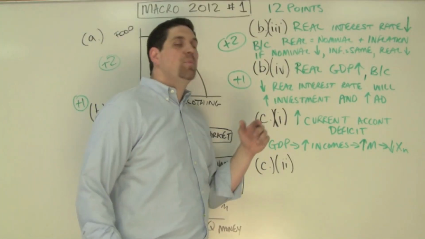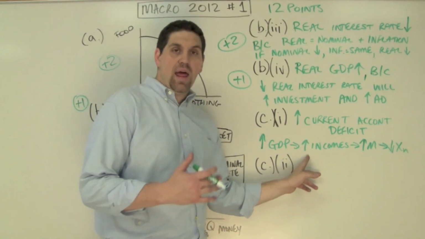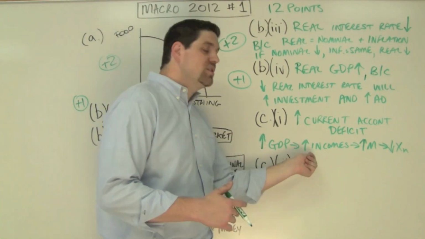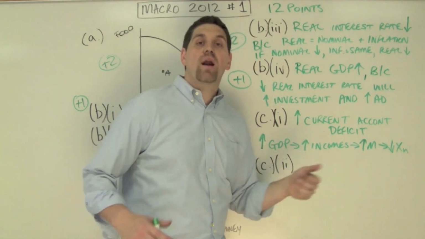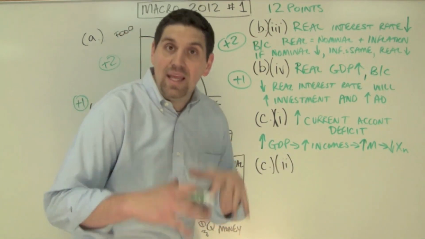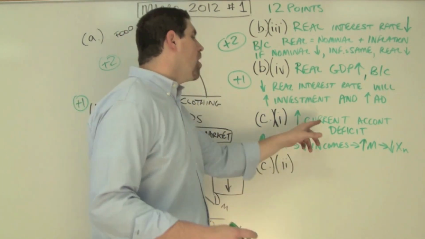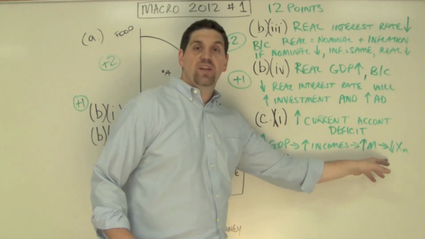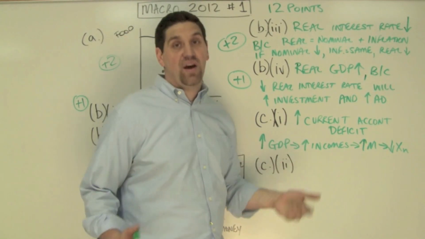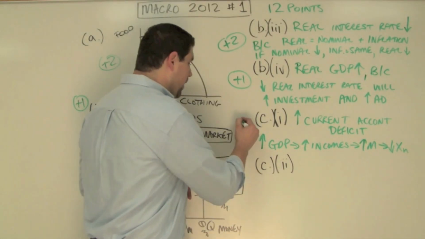If the country's real GDP increases, that means people are going to be richer and the economy's going to improve. When that happens, they're going to buy more things, including things from other countries, more imports. Now when our country buys more imports, that's going to decrease our net exports, which is part of the current account, right? That's part of the balance of trade. So if net exports go down, this country's going to have a larger current account deficit. Now this part was also worth 2 points.